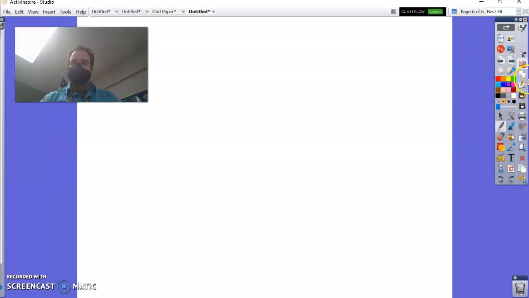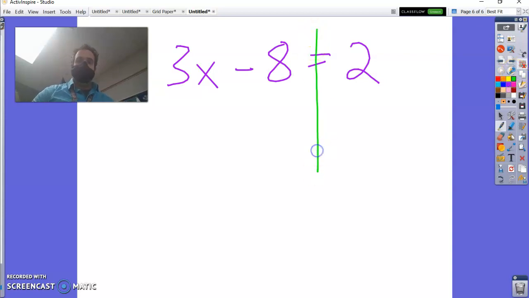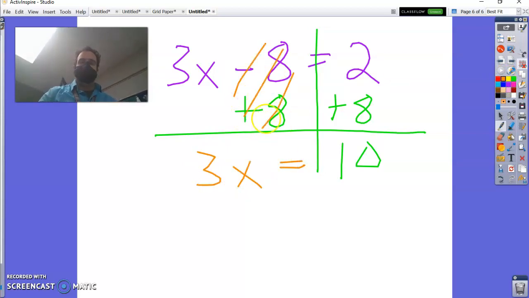So, let's do 3x minus 8 equals 2. Luckily, it starts off exactly the same way. Still split it up. Which one am I going to undo first? Subtraction. So I'll do plus 8. Plus 8. This gives me 10 on the right side. And it gives me 3x on the other side. The 8's cancel out.